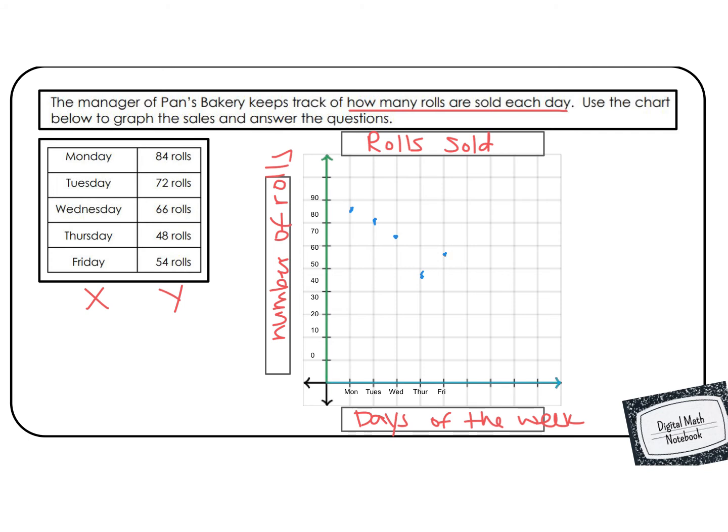And then if we connect those dots with a line, you can see that our graph goes down, down, down, up just a little bit. So we could say things like, throughout the course of the week, he sells fewer rolls day by day, or he sells the most rolls on Monday. Let's go to the next page and answer some questions about the data that we graphed.